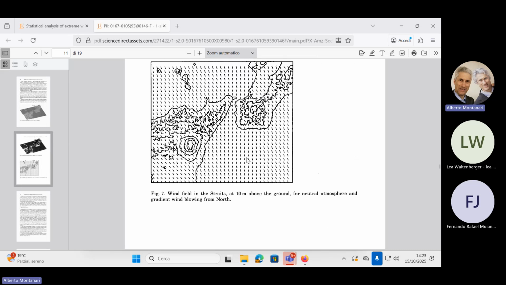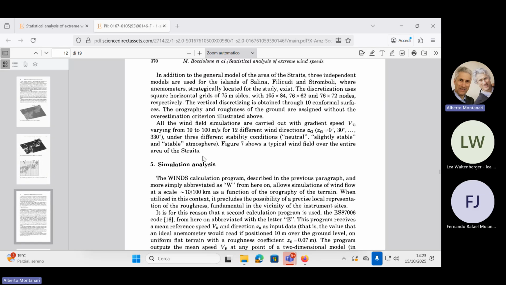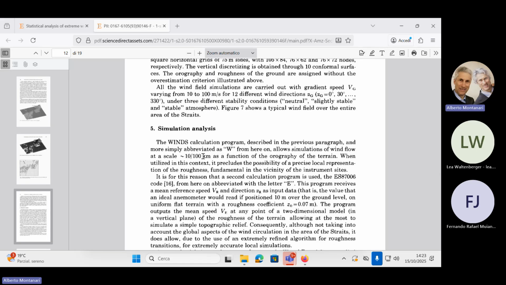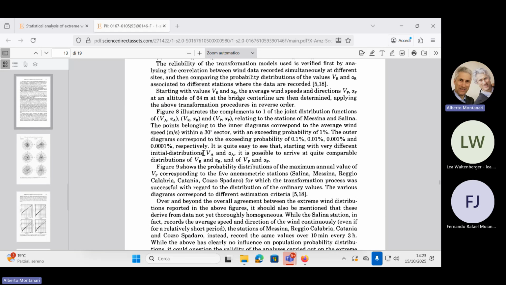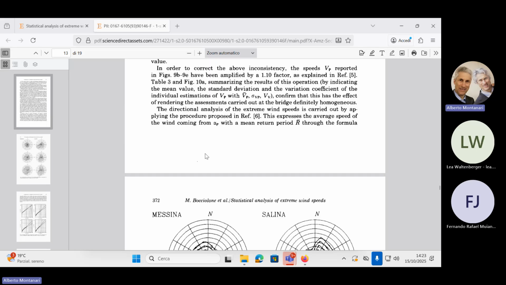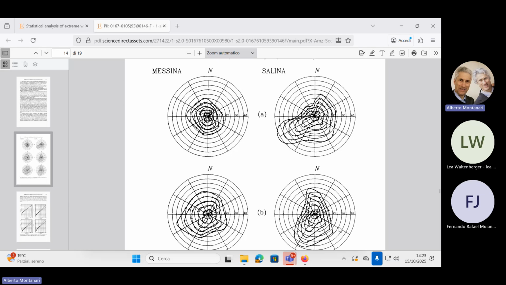And here is the wind field and simulation analysis. Okay, it is described. There are, I think, not too many equations, so I think it is not difficult to read it. This is a representation of the windrows in several stations.